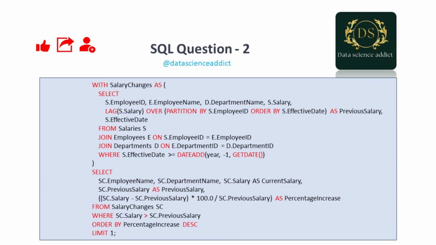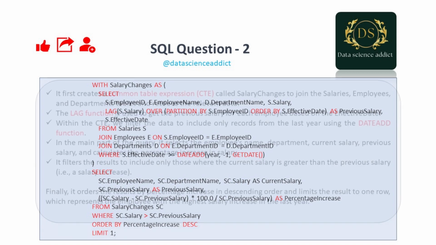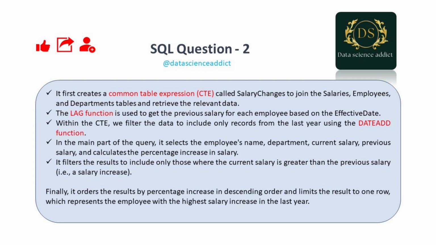Okay, so first we create a common table expression called salary changes to join the salaries, employees and department tables and retrieve the relevant data. Next, the lag function is used to get the previous salary for each employee based on the effective date. Now, within the common table expression, we filter the data to include only records from the last year using the dateAdd function. In the main part of the query, it selects the employee's name, department, current salary, previous salary, and calculates the percentage increase in salary.